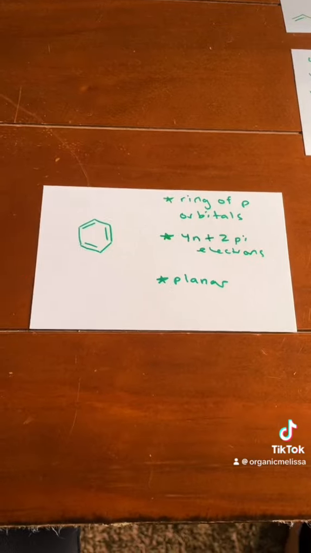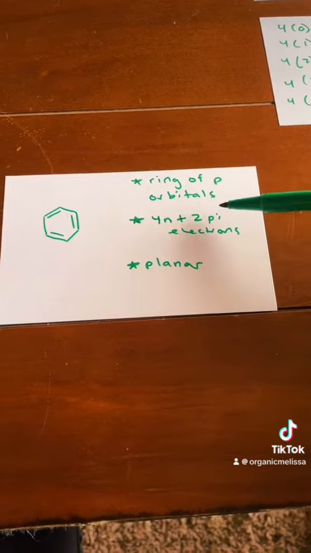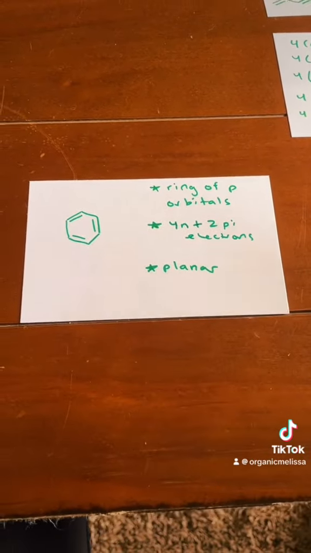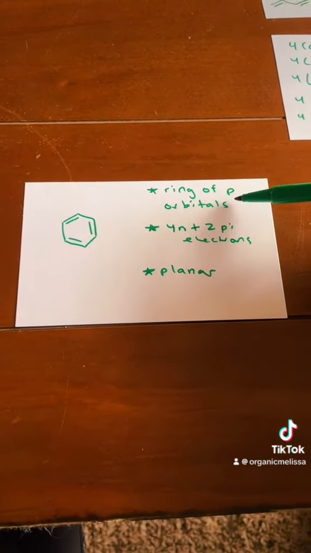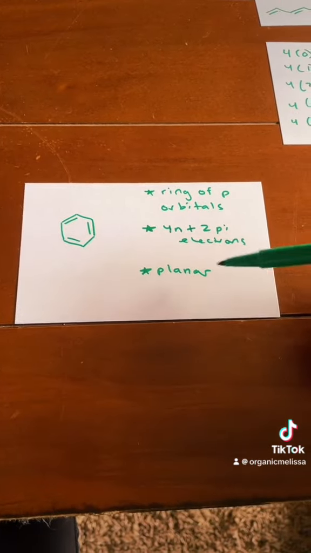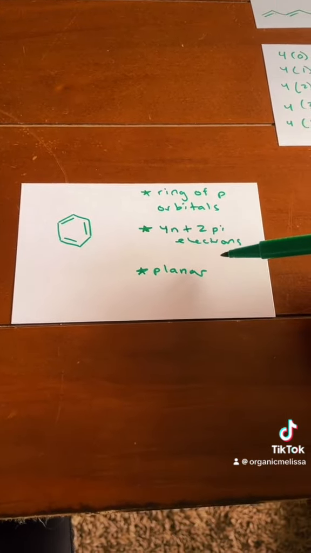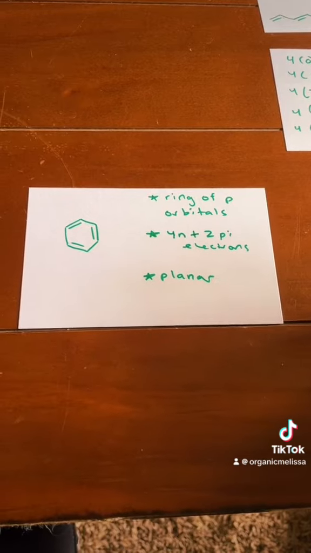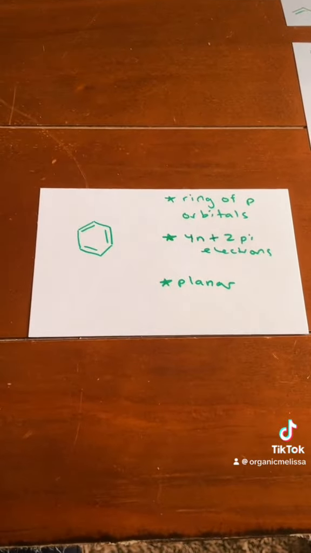Okay, now let's talk about how to identify aromatic rings. Aromatic rings only have these three characteristics. If all three are present, then it's going to be an aromatic ring. The first one is an unbroken ring of p orbitals. The second one is a specific number of electrons, that's 4n plus 2 pi electrons. And the third one is that it's planar.